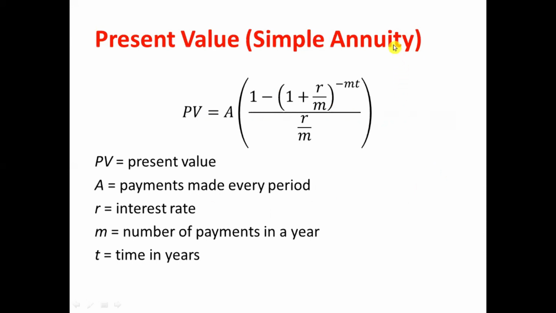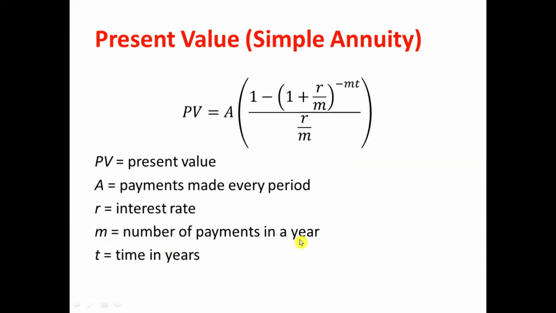So, here is our formula. So, it's different, guys. It may not look like it's different, pero if you notice, we have 1 minus, etc., etc., and then negative m sa exponent. So this is for simple annuity again, where the number of payments per year is the same as the number of interest applications per year. So PV for present value this time, A for payments made every period, R for interest rate, M for number of payments in a year, and T is time in years.